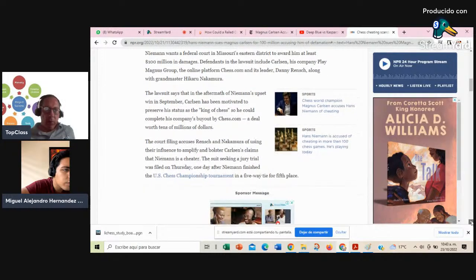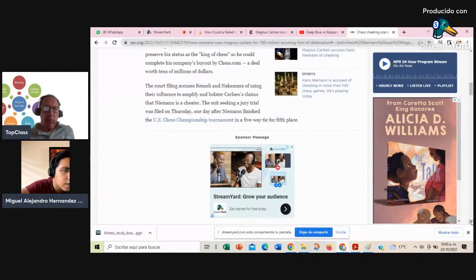The court filing accuses Rensch and Nakamura of using their influence to amplify Carlsen's claims that Niemann is a cheater. The suit, seeking a jury trial, was filed on Thursday, one day after Niemann finished the US Chess Championship tournament in a five-way tie for fifth place.